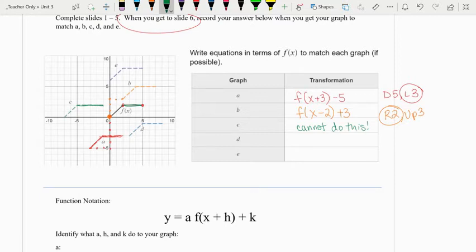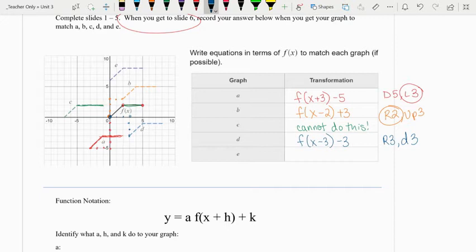That one was a little tricky. And then we have letter D. Okay, again, I'm going to focus on this bottom corner. So I'm going to move right 1, 2, 3. And then I move down 1, 2, 3. So right 3, down 3. So if I'm moving right 3, it would be x minus 3. And down 3 is also minus 3.